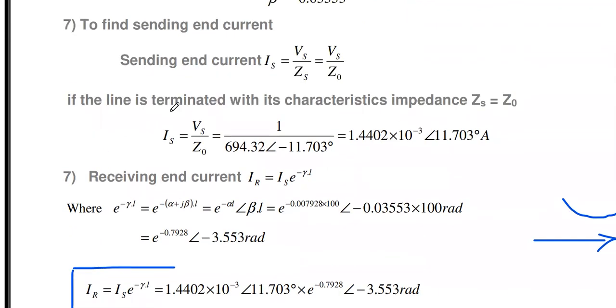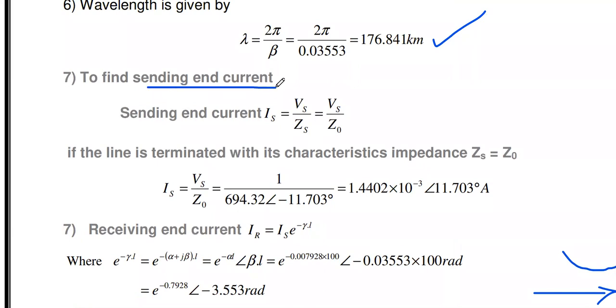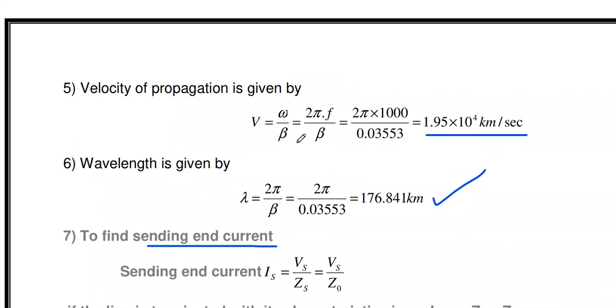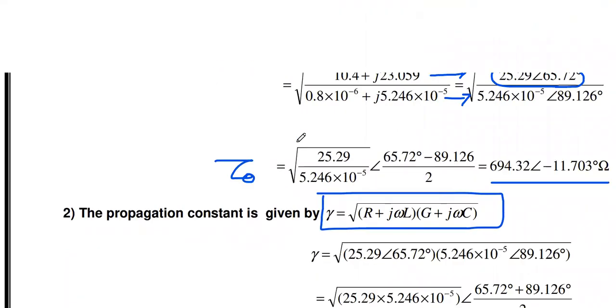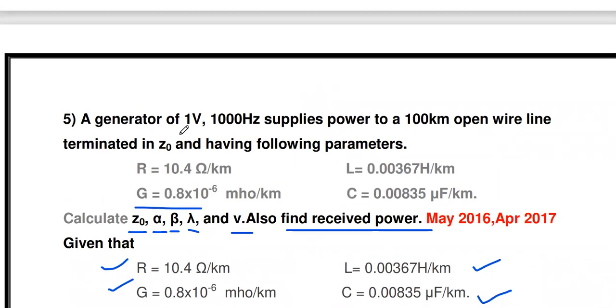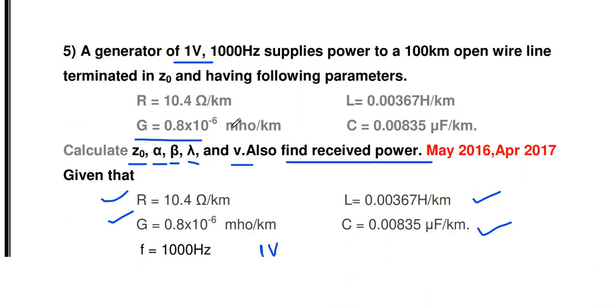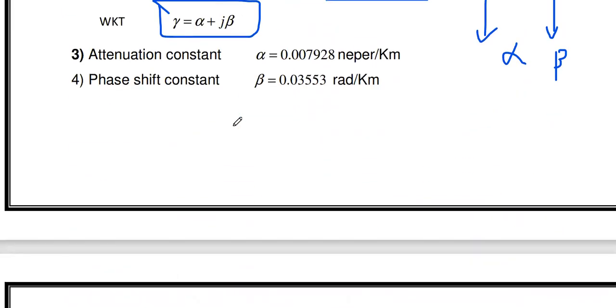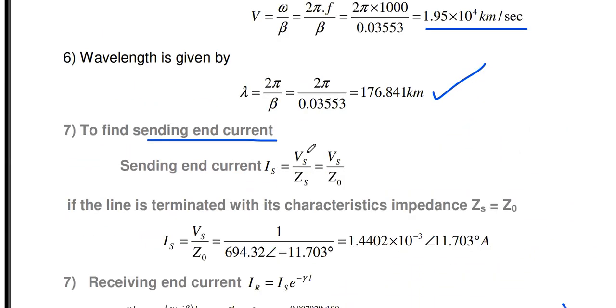Okay, so in order to find the receiving end current, first you should know the sending end current. So what is the sending end current? The sending end current is nothing but the ratio of sending end voltage divided by sending end impedance. Here the sending end voltage is given in our problem. You see a generator of 1 volt. This 1 volt is the sending end voltage, so Vs is equal to 1 volt.